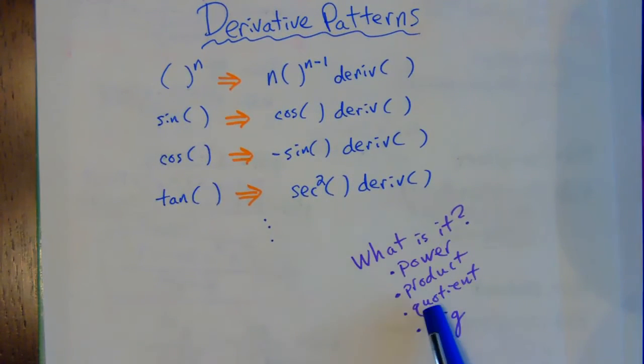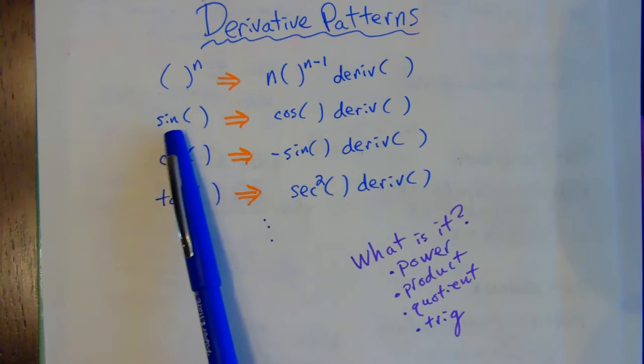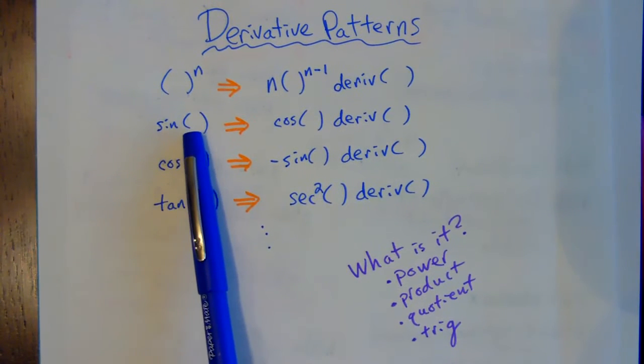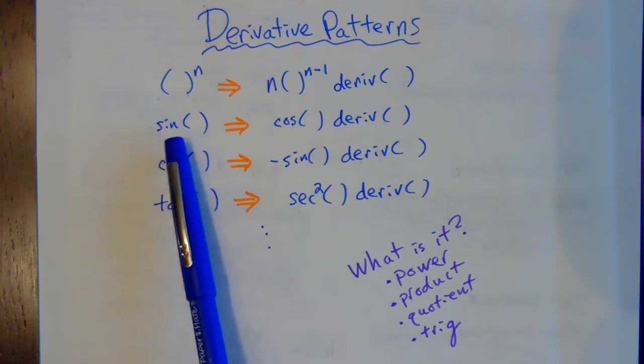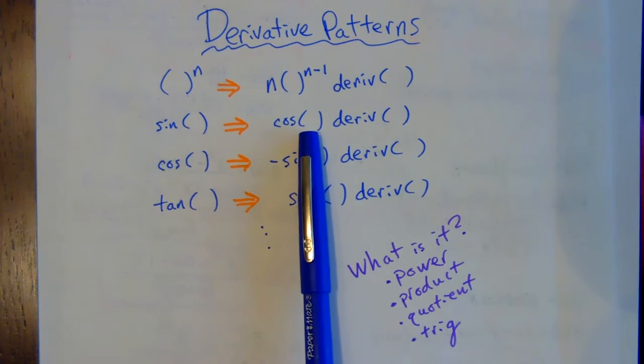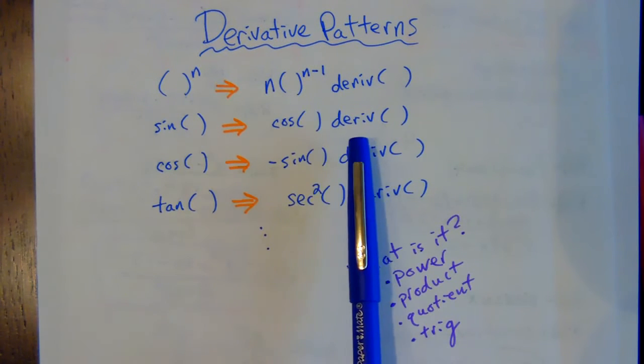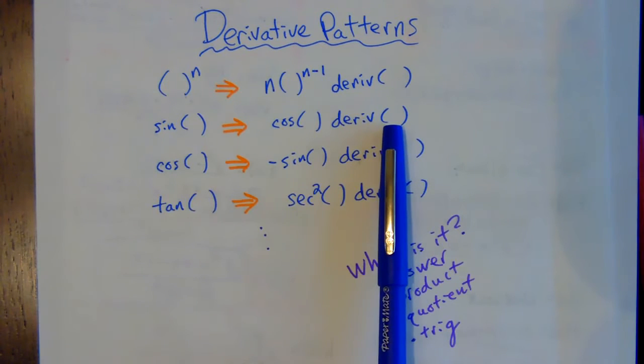So if I say, what is it? It's a trig problem. And so if it's the sine of something, you're going to go straight to the derivative of sine of something. The derivative of sine of something is going to be cosine of that thing. Leave that thing alone. And then remember to times it by the derivative of that thing.